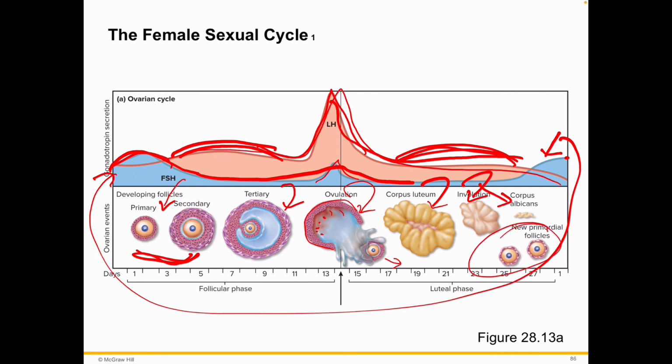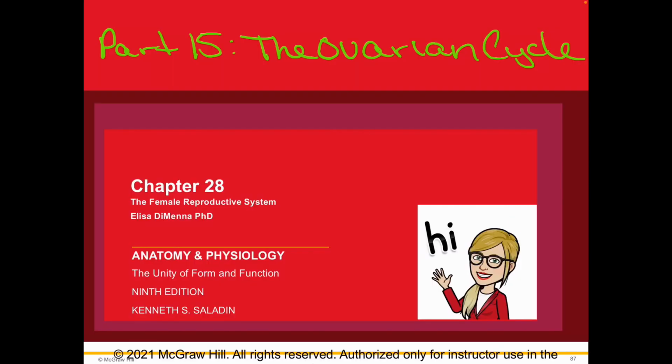New primordial follicles will then prepare to begin the cycle all over again, as there is now a rise in the follicle stimulating hormone, right? So it's going to stimulate them.